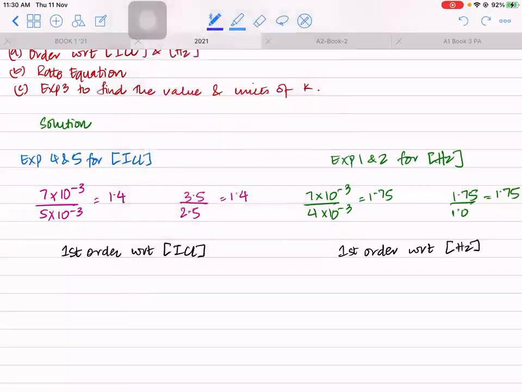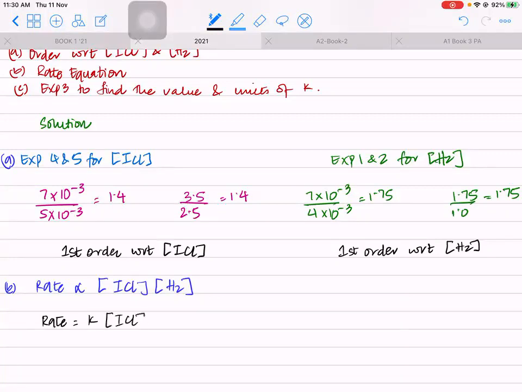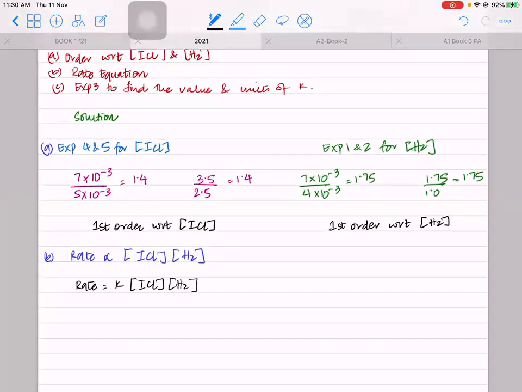Let's see part B. So this was part A. Part B would be the rate equation, which would be rate is directly proportional to ICl, and it is first order, so it will be raised to the power 1. You don't really need to show power 1. And then you can substitute the proportionality sign with k, which is your rate constant. Clear? So this is what it is.